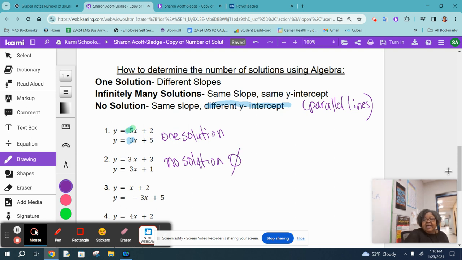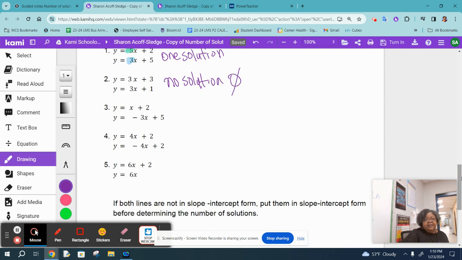Now let's look at number 3. What about that one? One solution, because the slopes are different. In this lesson, we don't even care what the solution is. Now, what about number 4?